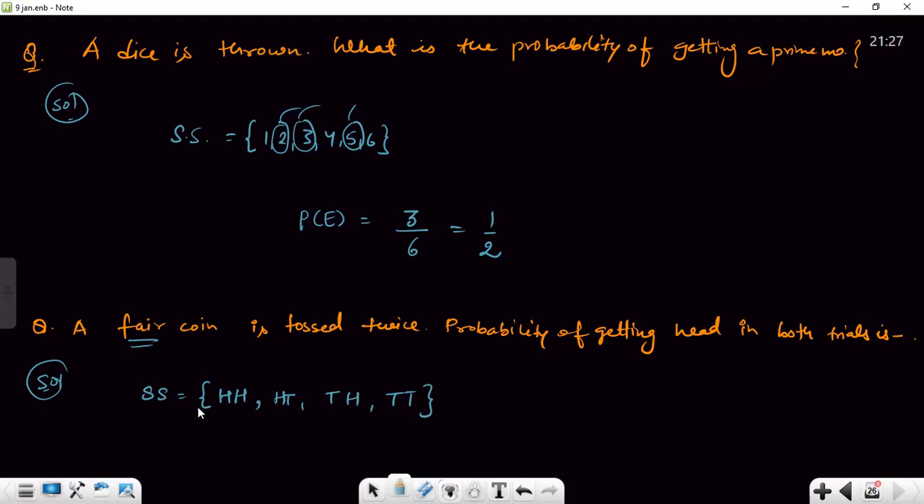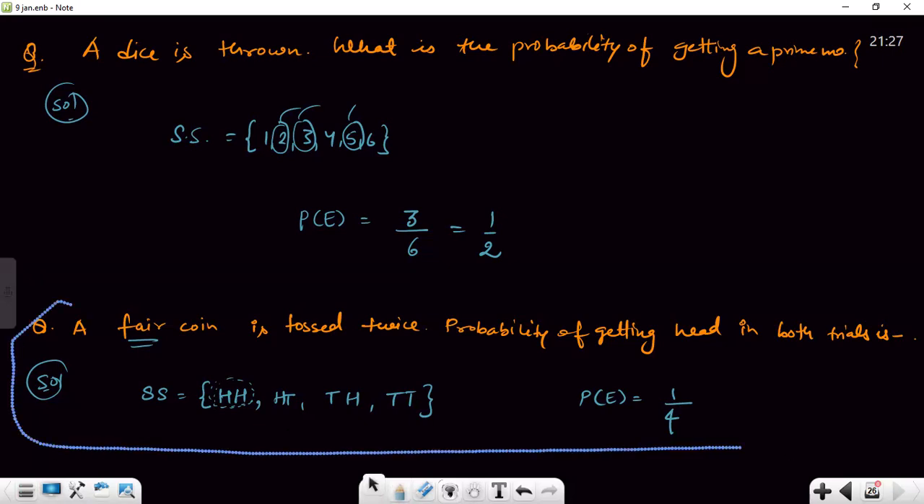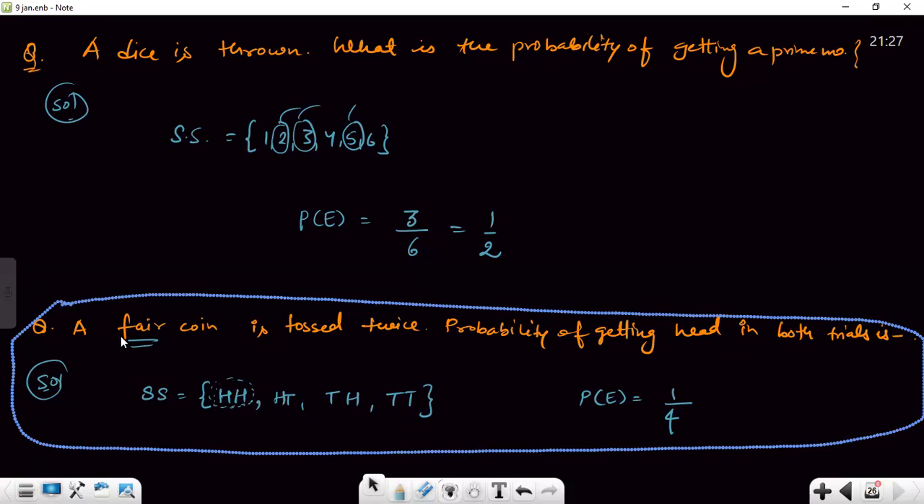Yes, sir. Now, the probability of getting a head in both the trials: this is the only favorable outcome, right? So the probability of this event is 1 by how many? 4. Clear? Is that clear? Yes, sir. There's also one more method in which we can solve this question. Let's discuss the same on the next page.